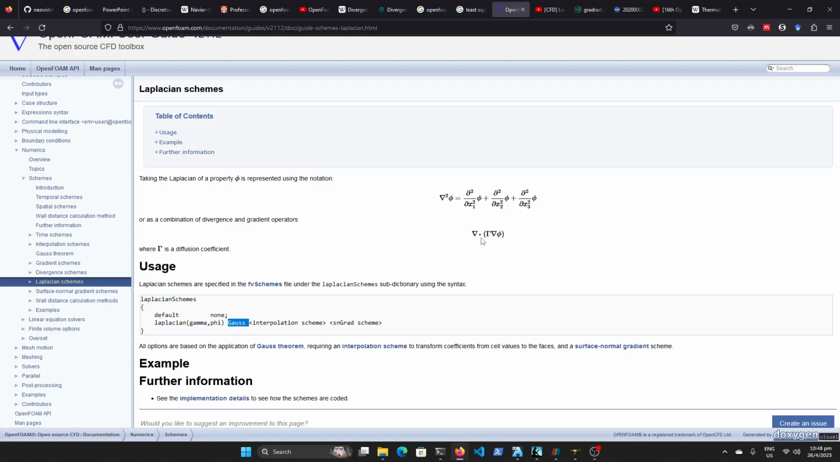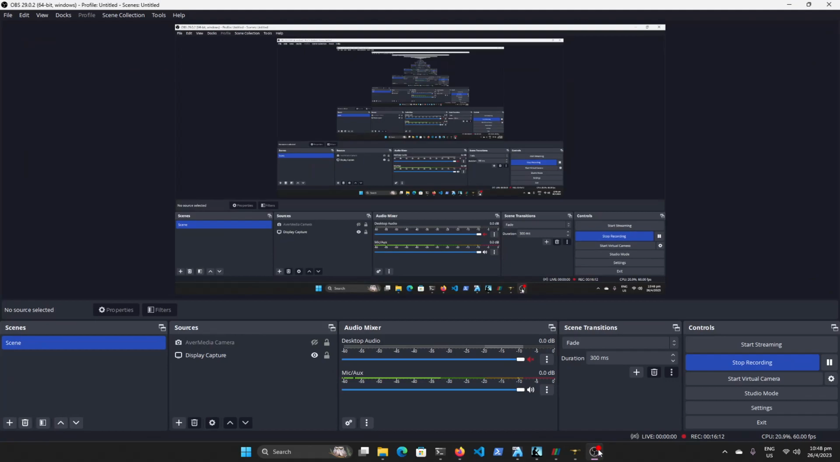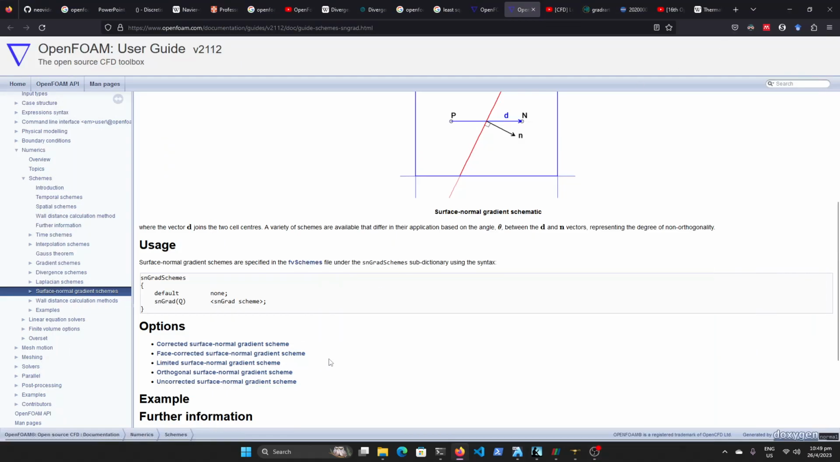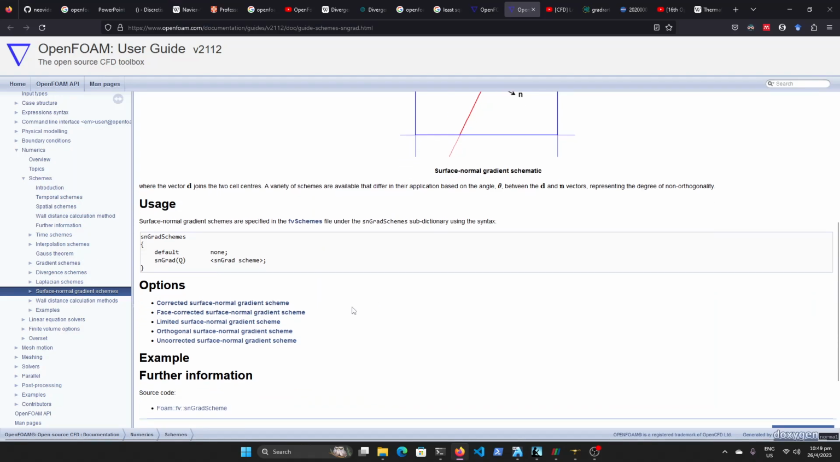So where can you find resources to tell you more about limiters? All right, so limiters usually come when you're talking about gradients. You have this limiter right here. It says limited surface normal gradient scheme. You probably want to take one of these. So this is where the limiter comes in.